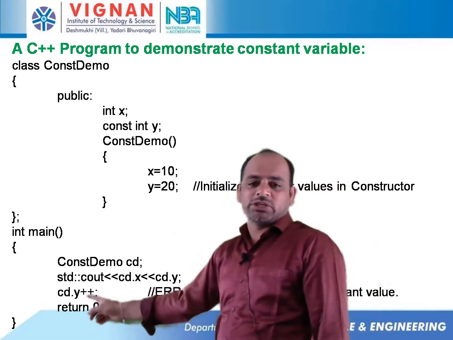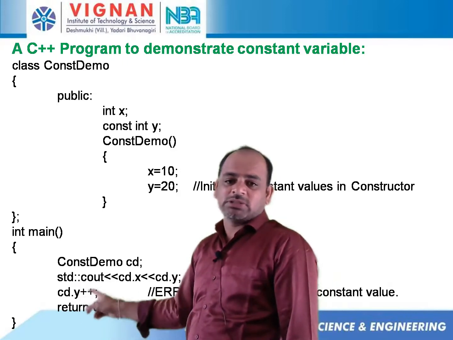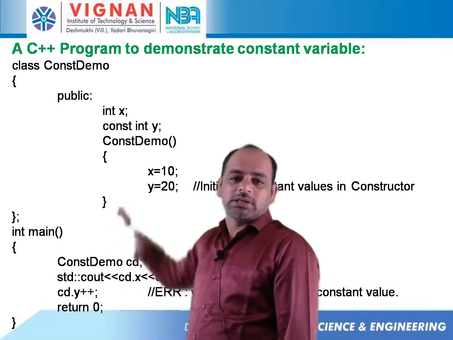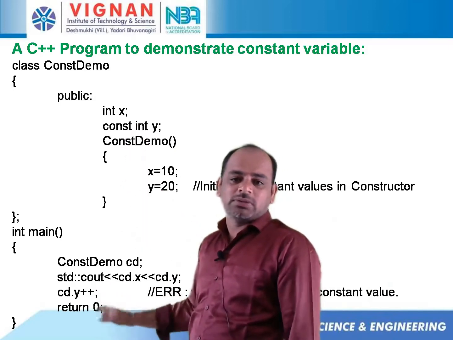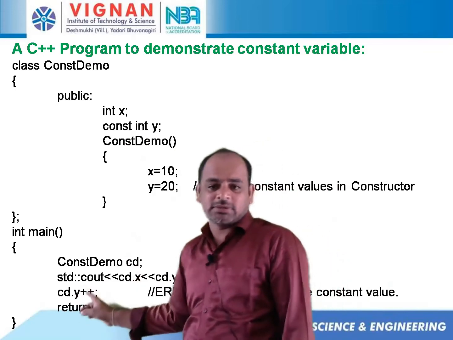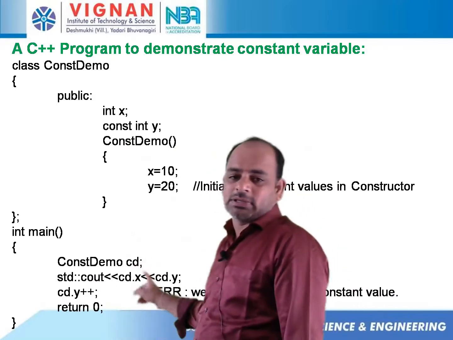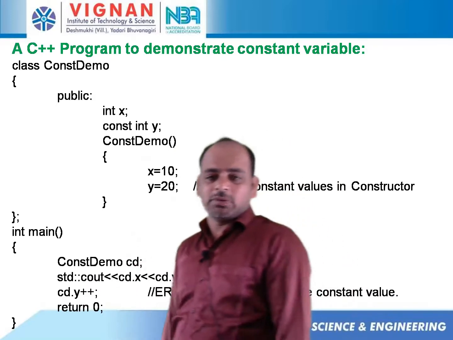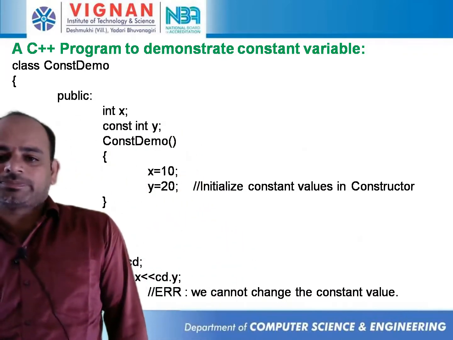Now you are trying to change cd.y++. y++ means you are trying to change the value of y. But y is declared as what here? Constant, right? So is it possible to change here? No, it's not possible. Constant variable values cannot be changed, so you will get an error here. Finally return 0. The current values of x and y only will be displayed by this program. So 10, 20 will be displayed.